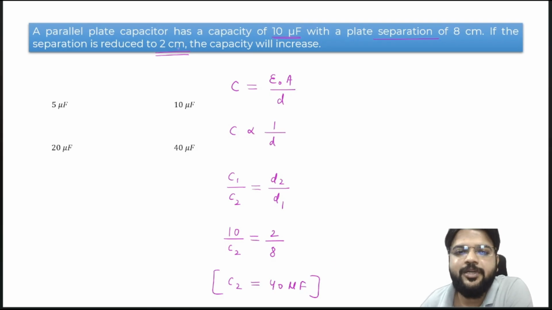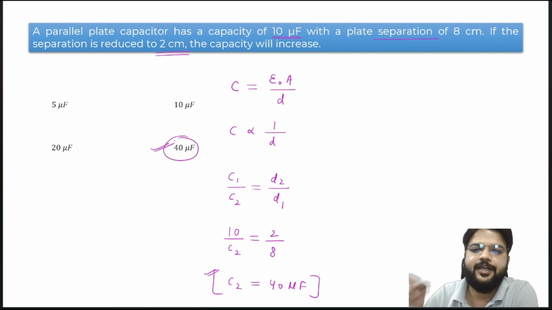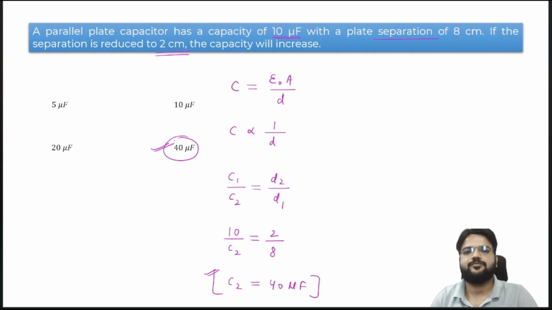So if the separation between the plates becomes 2 centimeter, then the capacitance is 40 microfarad. This is what we are getting. Alright. So the correct answer is what? It is option number D, 40 microfarad. Note down, everyone.